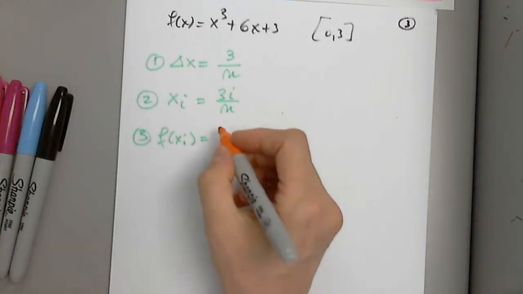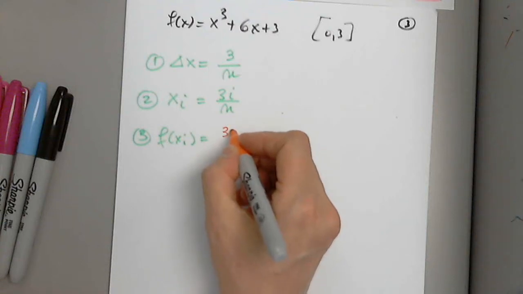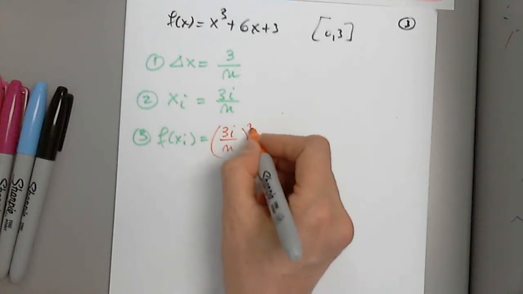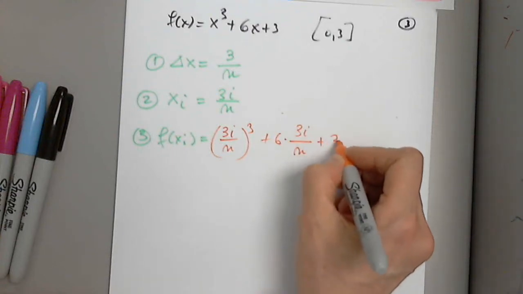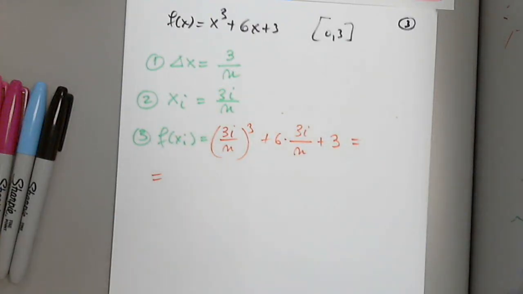Well, it's just 3i over n, but in place of every x. So 3i over n, cubed, very good, plus 6 times 3i over n, plus 6. Very good. And let's simplify it as much as possible, and then we can put everything together to find the limit.